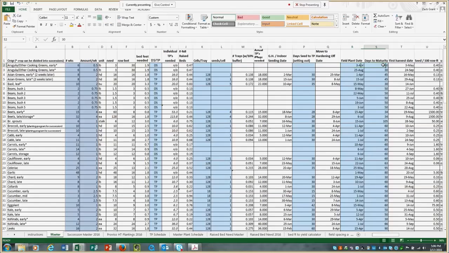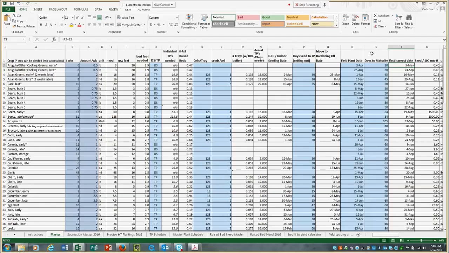So the next column is days to maturity. Again, like I was saying, this is just a generality. For arugula, to reach full maturity, it's probably about 30 or 40 days. In 30 days, it'll probably be a little smaller. If you waited 40 days, it'll get a little bit bigger.